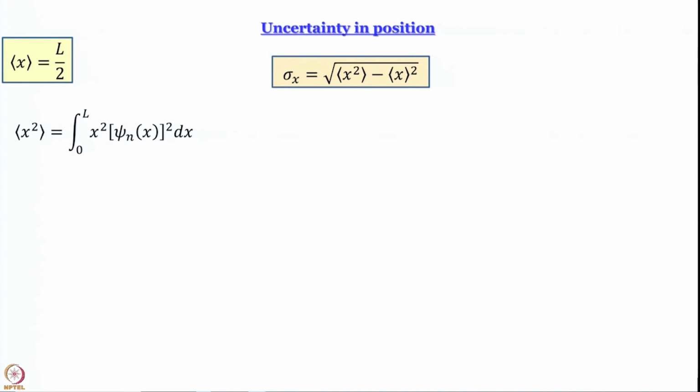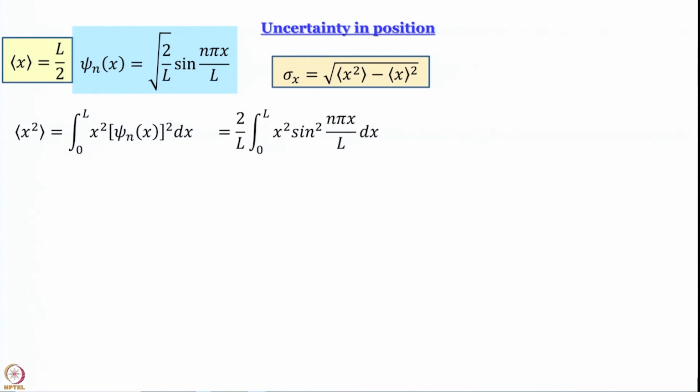To go further, we are going to need to use the expression for the wave function, and this is what it is. Psi n of x is equal to root over 2 by L multiplied by sin n pi x divided by L. This is something that we know very well already. Right, let us plug in that expression, then this is what we get. Since it is psi square, root 2 by L multiplied by root 2 by L is 2 by L, which comes outside the integration. Integral 0 to L x square sin square n pi x divided by L dx.